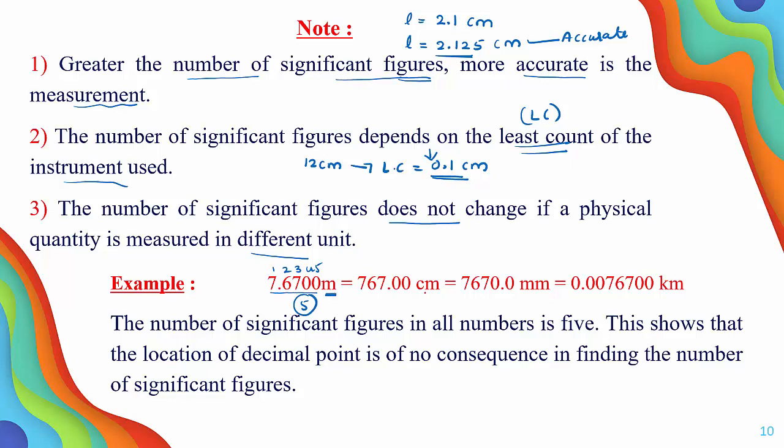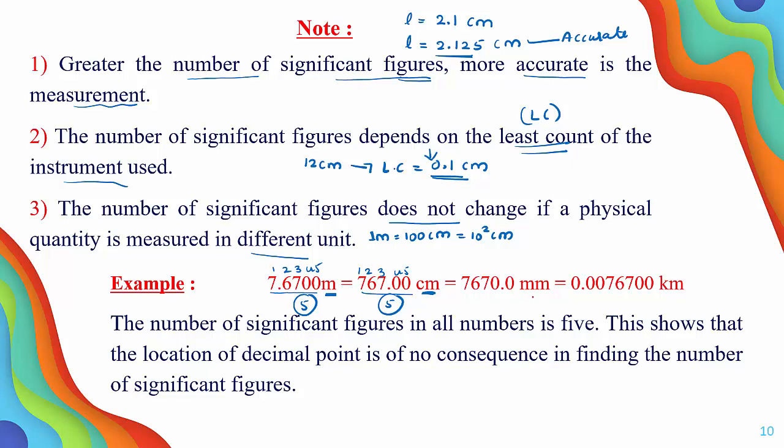Now I am going to convert in terms of centimeter, because we know that 1 meter equals 100 centimeter. That means 10 raised to 2 centimeter, so I am going to move the decimal point 2 places here. So we can get the answer 767.00. Now how many significant figures are there again? 1, 2, 3, 4, 5. So again I get the same significant figure. Here it is in terms of meter, but here it is in terms of centimeter. We are using different units, but the significant figure remains the same.